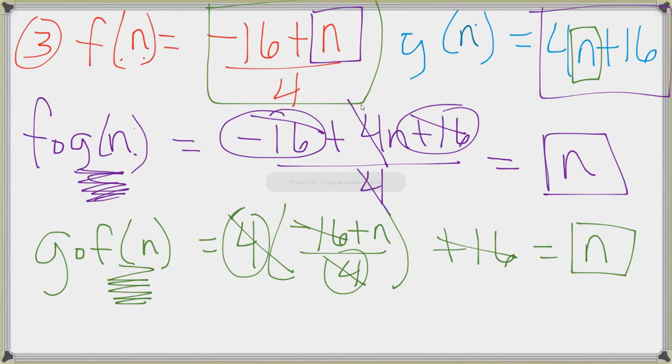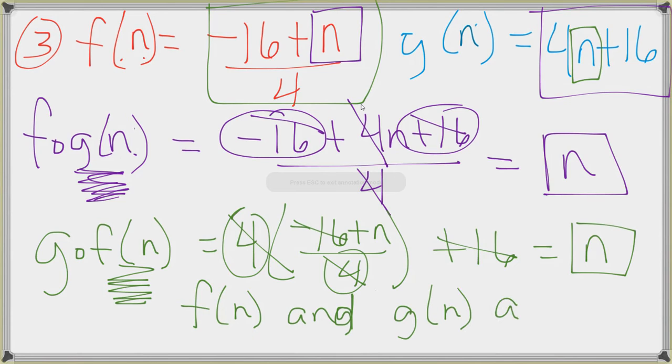So both times, when we plug g into f, and when we plug f into g, everything canceled but the n. What does that tell us about those two functions? It tells us that those are inverses. Okay. This method is called composition of functions. So if you see directions that say use composition of functions to verify inverse, this is what you do. You're just plugging them into each other and seeing if everything cancels out.